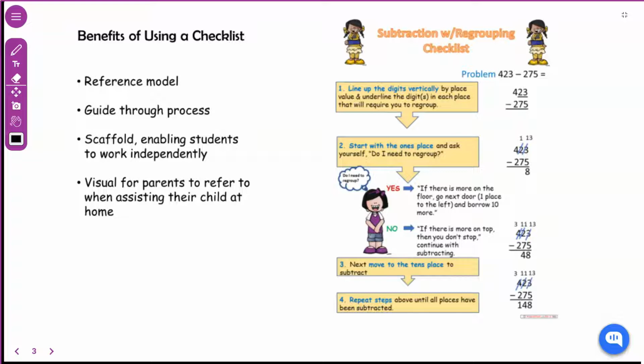Another great reason for students to have their very own checklist is because it provides the support needed for them to work more independently. And oh yes, be sure to send a copy home or allow your students to take their journals home so that their parents can see how the work is being done in school to better reinforce and practice that same process with their child at home.